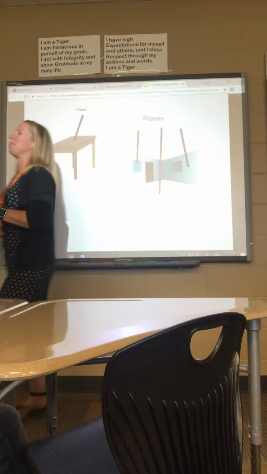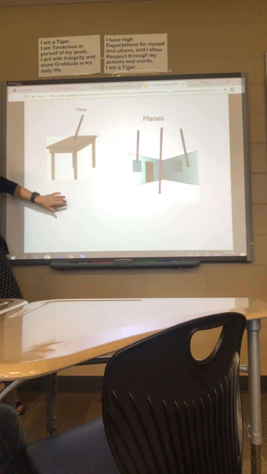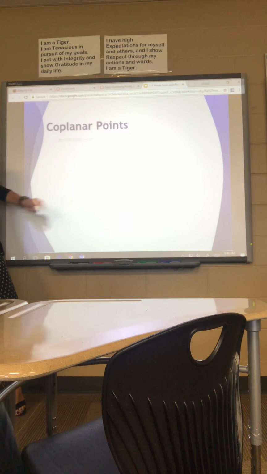So, this could represent a plane. The walls could represent a plane. The floor, the windows, they could all represent planes.